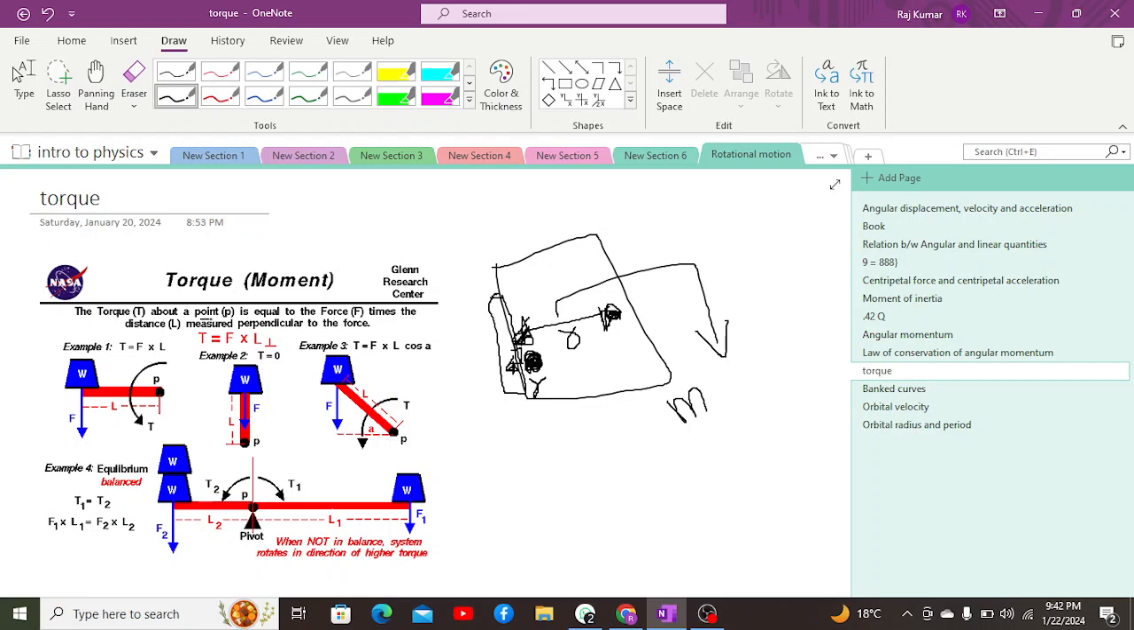So torque about a point is equal to the force times the displacement. It's actually displacement measured perpendicular to the force, which is known as the moment arm, represented by R. And here torque is represented by the Greek letter tau.